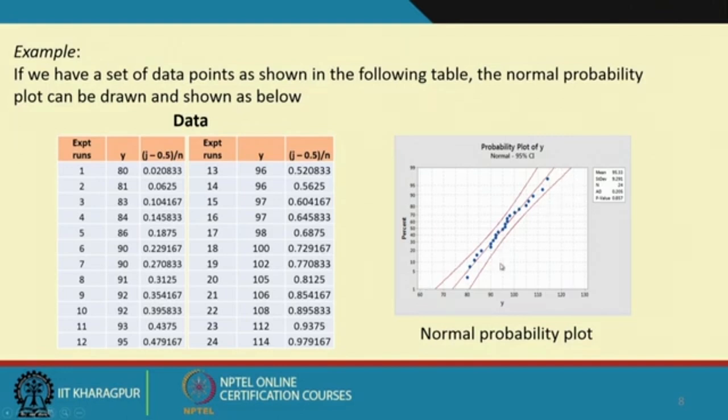So, we assume that it is normally distributed data, coming from a normal population. But there are two other lines, slightly slanted curved lines on this side. These are nothing but the 95% confidence interval of this data. Anyhow, you do not know the confidence interval part now, but later on you will be able to understand this confidence interval.